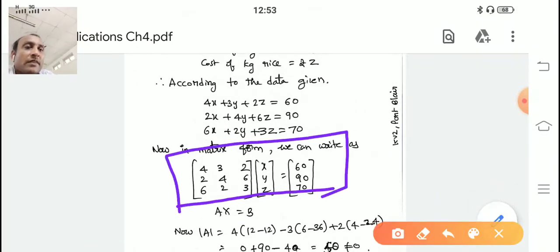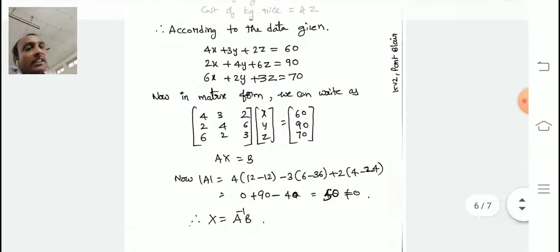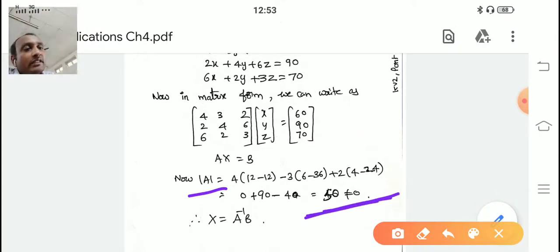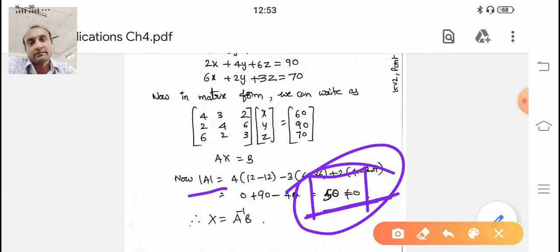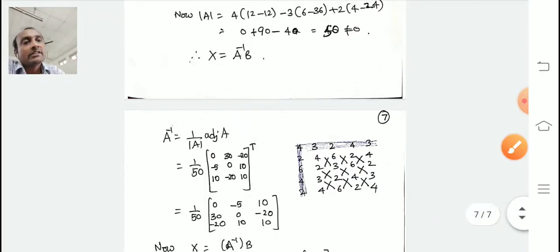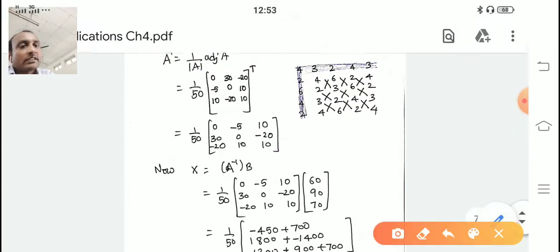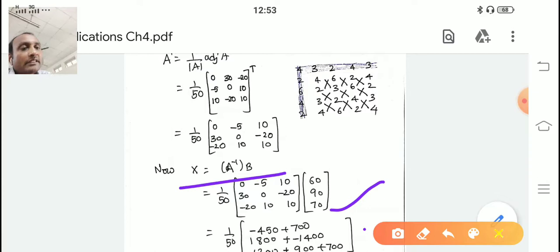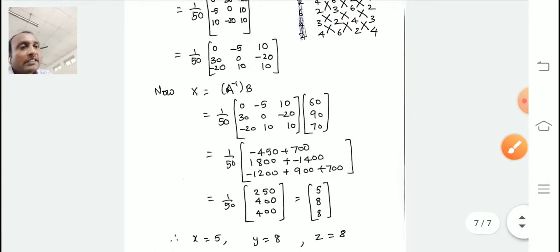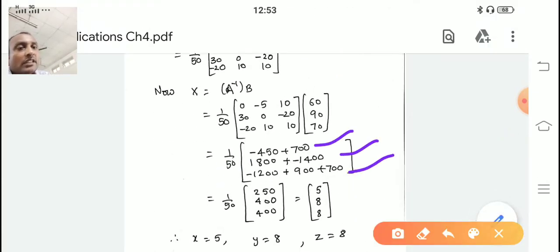First express them in the matrix form, A x is equal to b. Then first find the determinant of A, because only if it is not equal to 0 can we go ahead. This kind of question is in the syllabus for 6 marks. X is equal to A inverse b. After finding A inverse using our methods, 1 by determinant A into adjoint A, put A inverse in this equation, then multiply, then divide by 50.